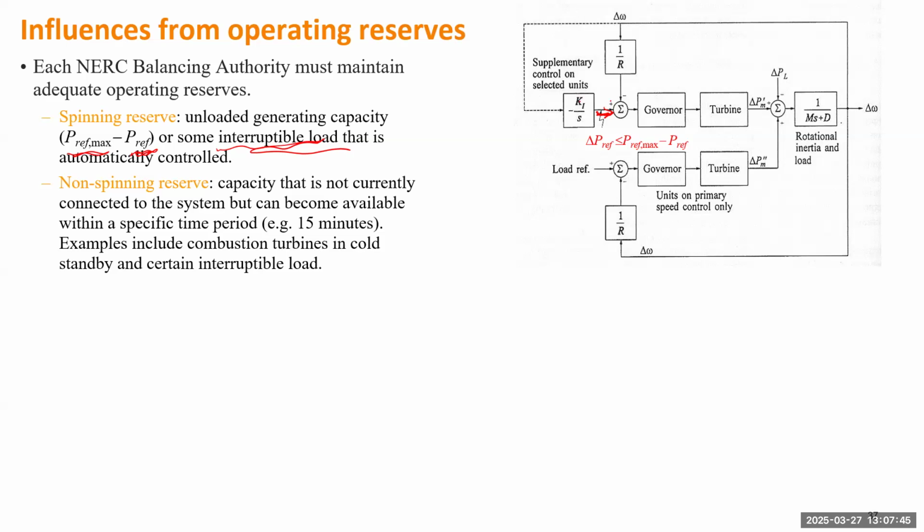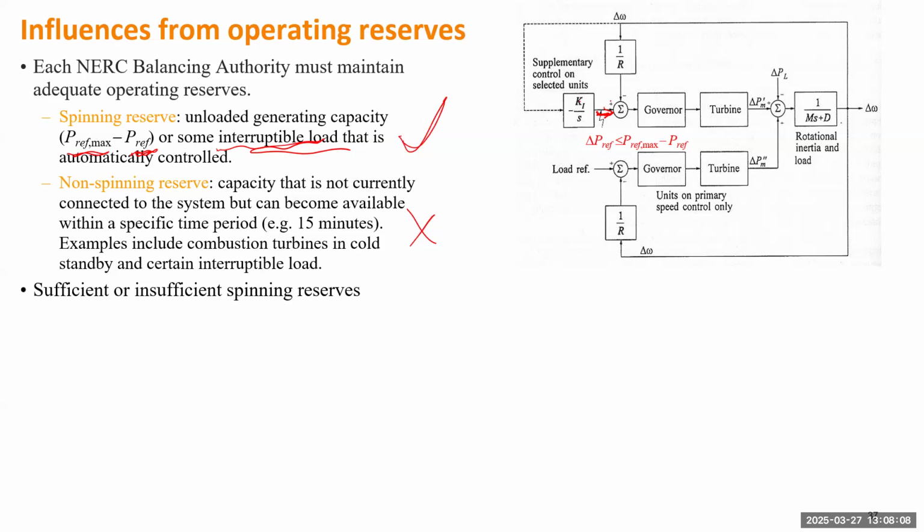So if you want to do emergency control, the 15 minutes is maybe okay, or they can just pick up those units ahead of time when the system enters some abnormal condition. But we cannot rely on those non-spinning reserves. Here we focus on the spinning reserve.